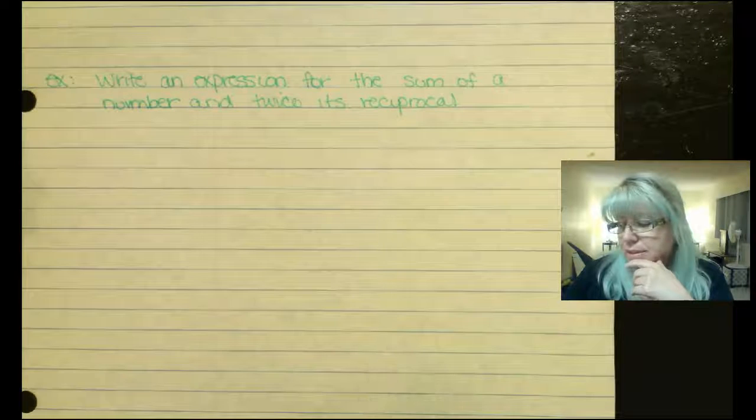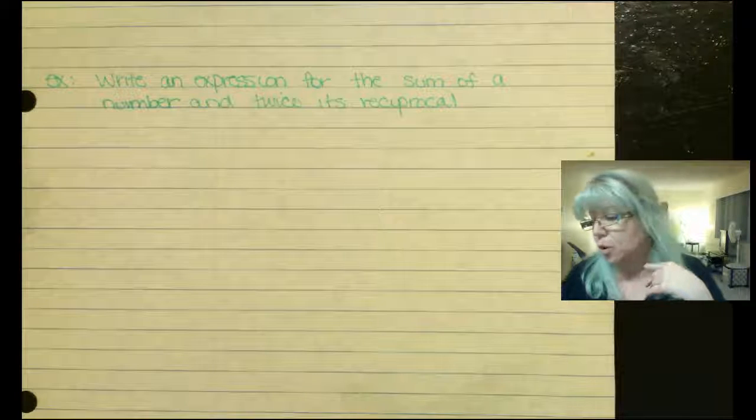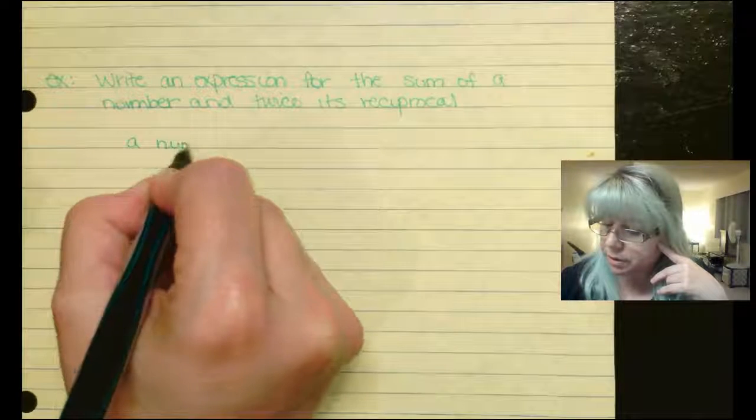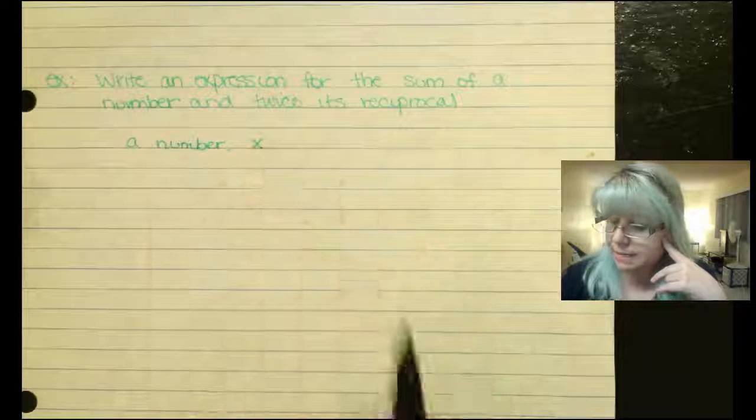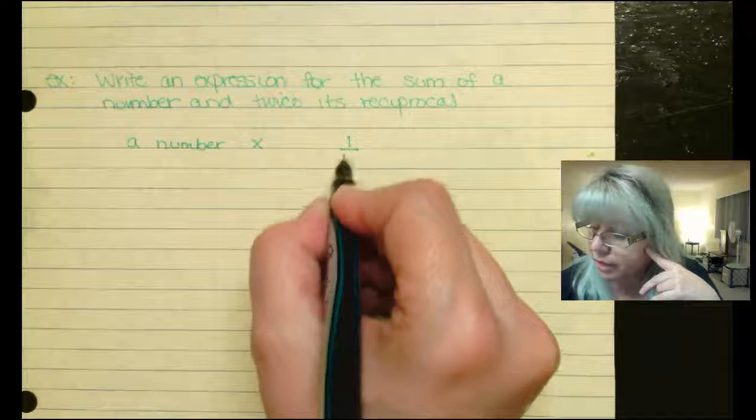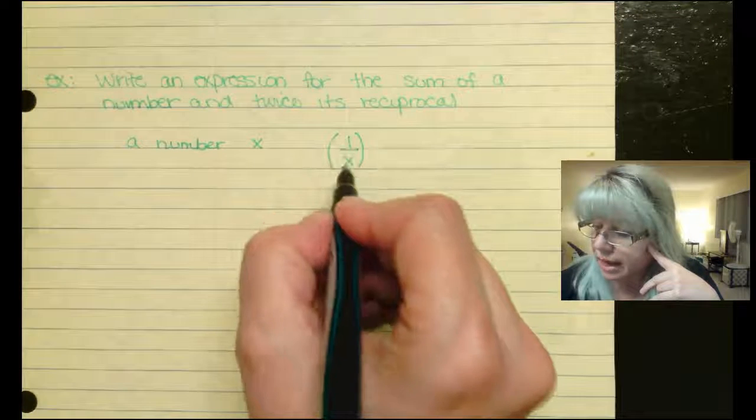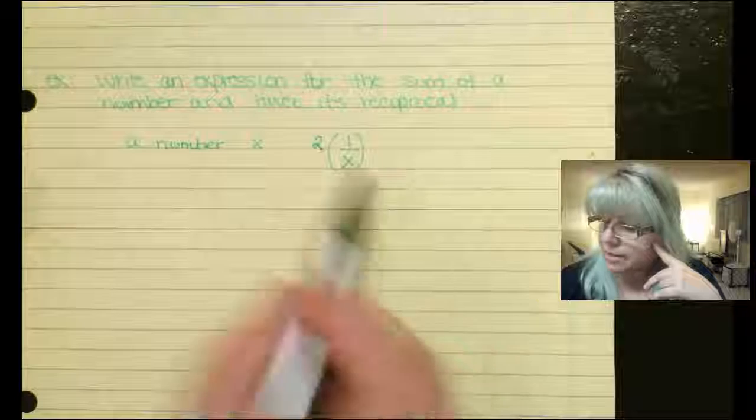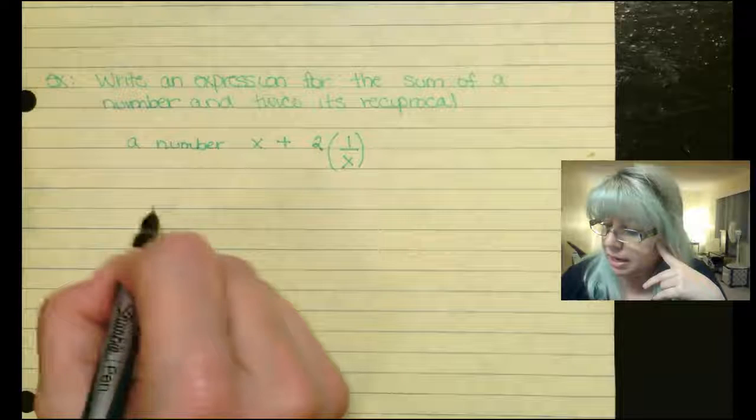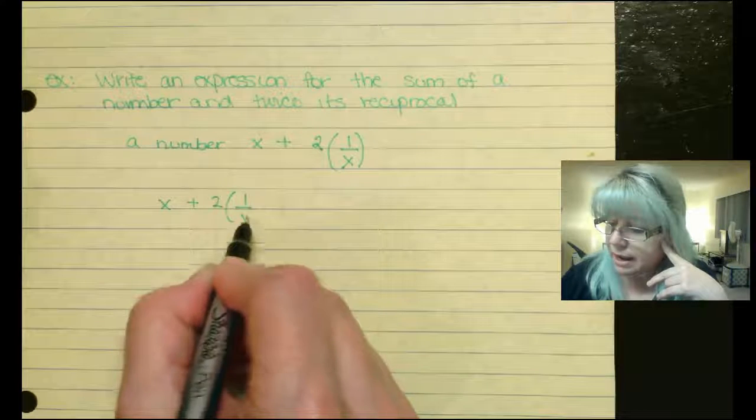All right, last example. Let's write an expression for the sum of a number and twice its reciprocal. Well, a number, I'm just going to call x. Its reciprocal would be 1 over x. Twice its reciprocal is 1 over x times 2. And the sum of a number and twice its reciprocal is adding. So here is my expression. x plus 2 times 1 over x.